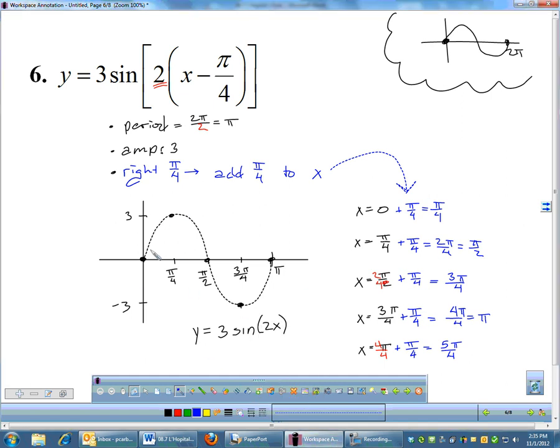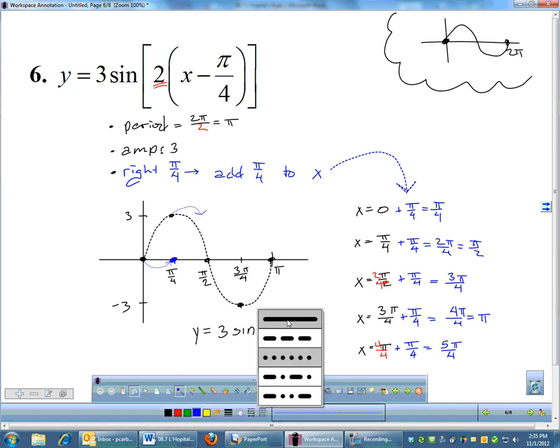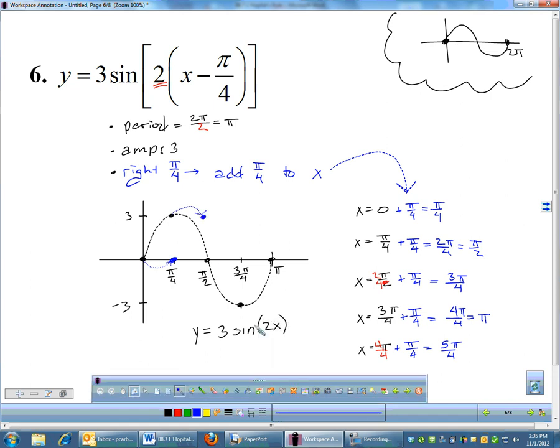So I was at 0, but 0 ended up being pi over 4. So this point is going to move to pi over 4. My pi over 4 point, I started at pi over 4, but I ended up at pi over 2. So pi over 4 is going to move over to an x coordinate of pi over 2. There you go. And I keep doing that with all of them.